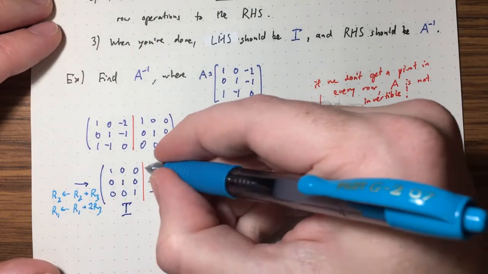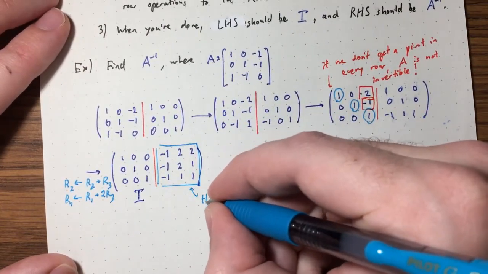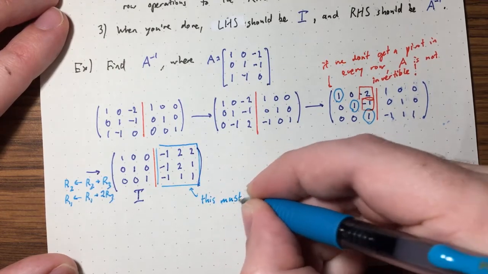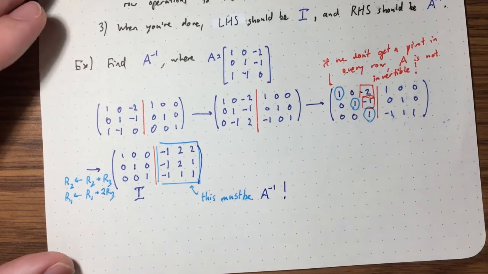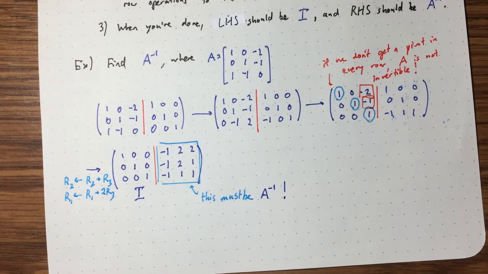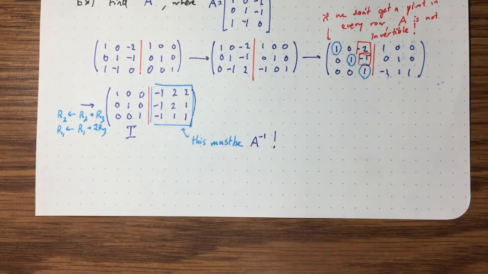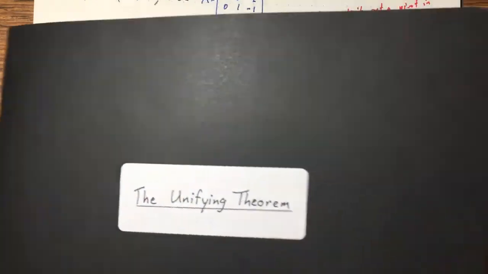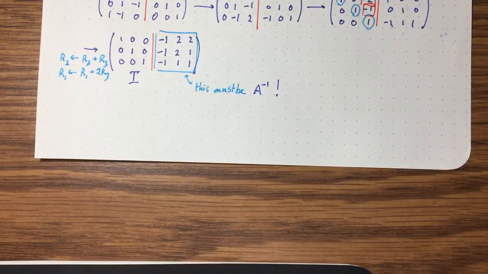So what is this thing over here? Well, this is very exciting. This must be A inverse. Okay, very cool. So that's a little algorithm for finding the inverse. And there's one last thing I want to do. I want to go to our unifying theorem. So before I do, actually, I just want to point out, let's do it down here.